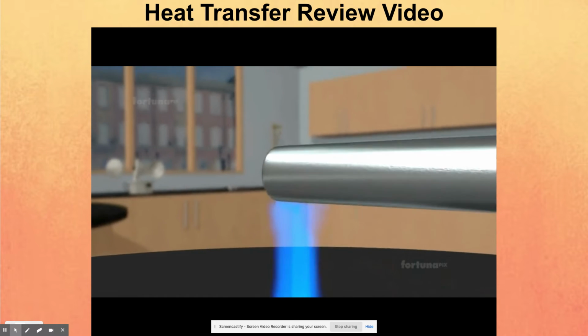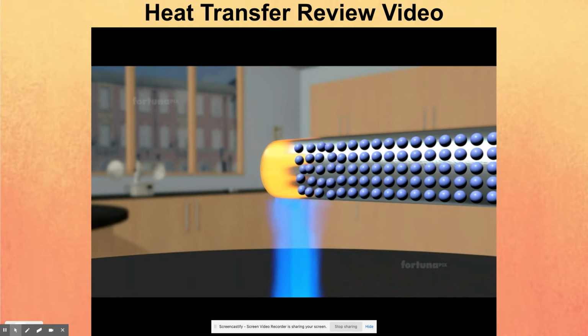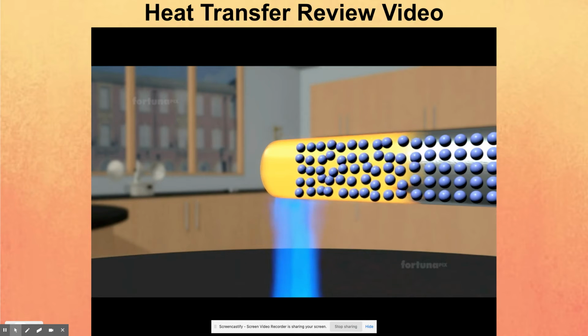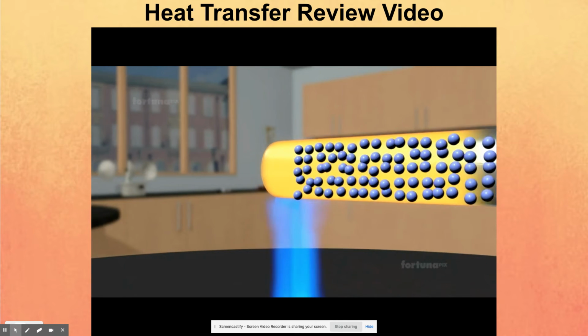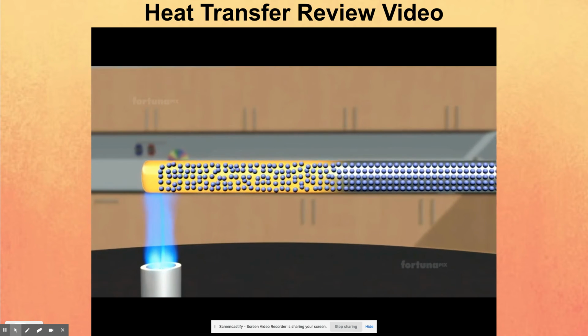Inside our metal rod, the atoms are closely packed. As they are heated, the atoms will begin vibrating. And as the heat increases, the vibrations will also increase, causing the atoms to collide with neighboring atoms. These collisions will continue, with the vibrations moving from the hotter end towards the cooler end and conducting heat through the rod.